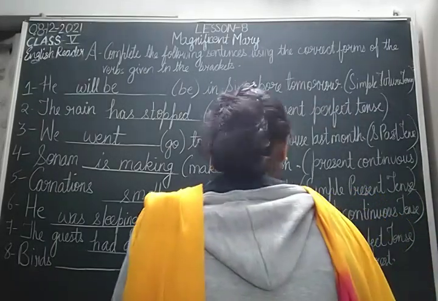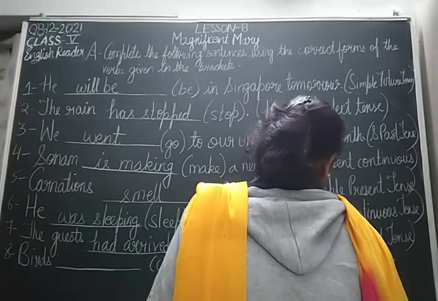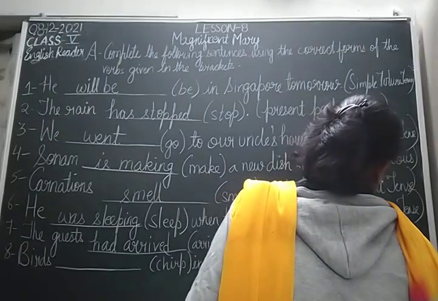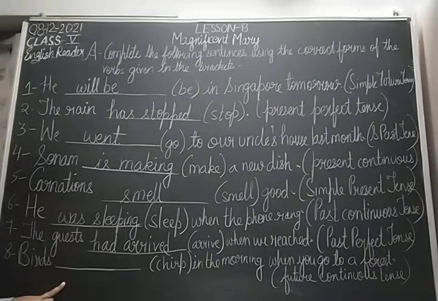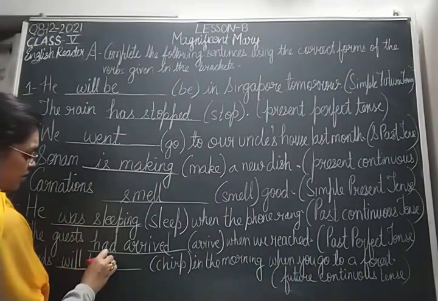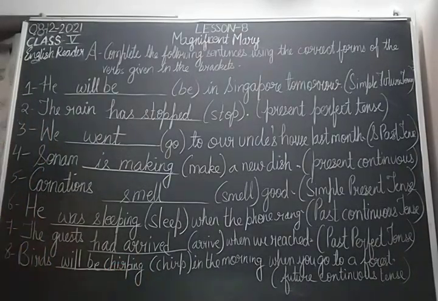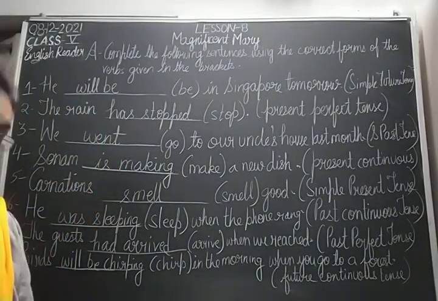And this has to be written in future continuous tense. And the formula of future continuous tense will be plus the ing form of the verb. So we will write: birds will be chirping in the morning when you go to a forest. And with this, children, we have finished our exercise A of Grammarly.